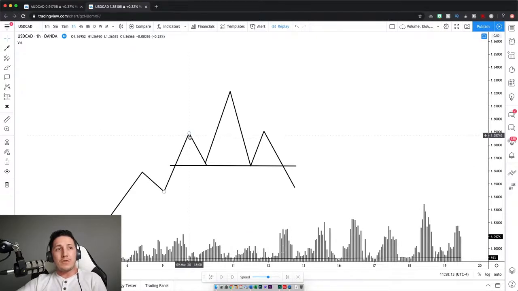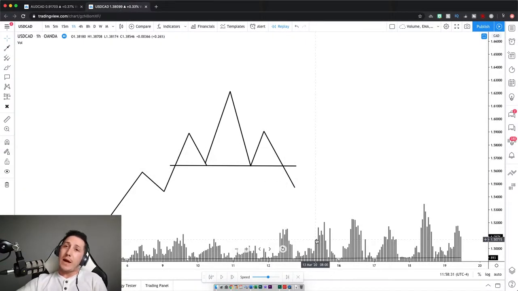So you want decreasing volume throughout this entire pattern with your lowest on the right shoulder. And then once that break happens, you will see an increase in volume again. More selling pressure will come into the market and that volume will pick up.